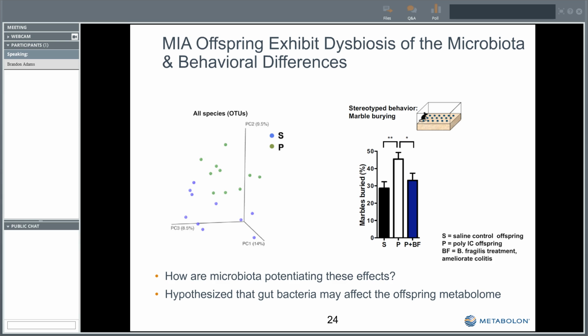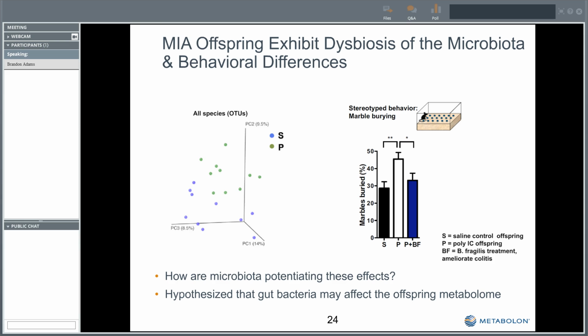The animal also showed autism-like behavior, and one of the tests used to test stereotype behavior in rodent models is the marble burying experiment. It is based on the observation that mice like to bury objects beneath the bedding. And the more they bury, the more OCD behavior they're showing. The offspring coming from the infected mother buried more marbles compared to the saline control, suggesting that they have more of this stereotype behavior.